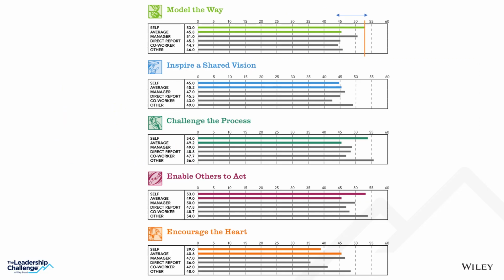Let's walk through where you rated yourself and where others rated you on each practice. Remember, each practice contains 6 behaviors. Therefore, there are 30 leadership behaviors to consider overall. So with regards to Model the Way, take a look at respondents that just aren't seeing your least frequent behaviors.